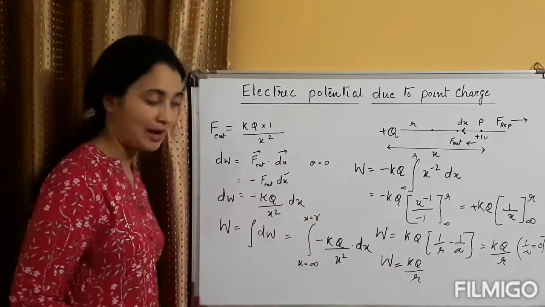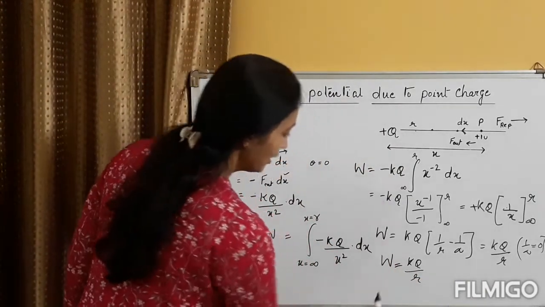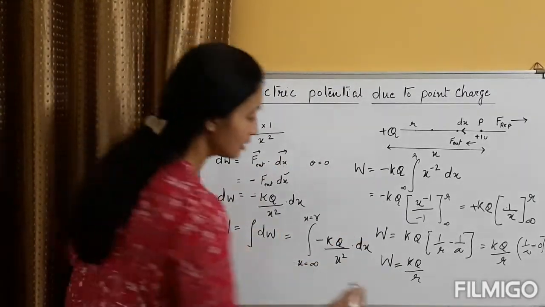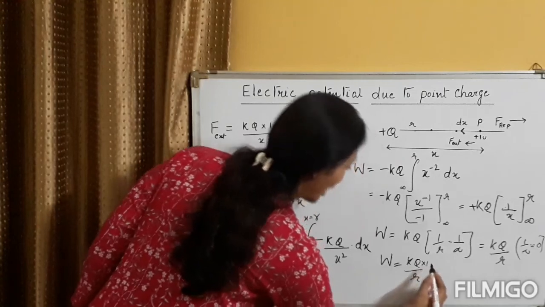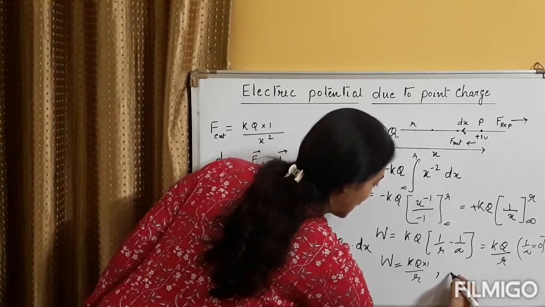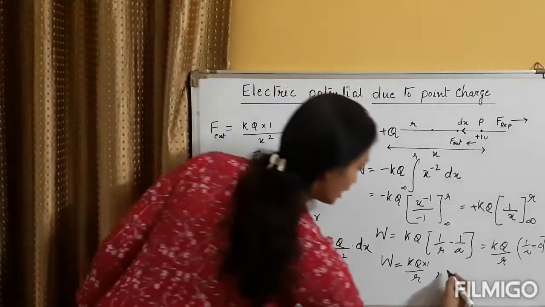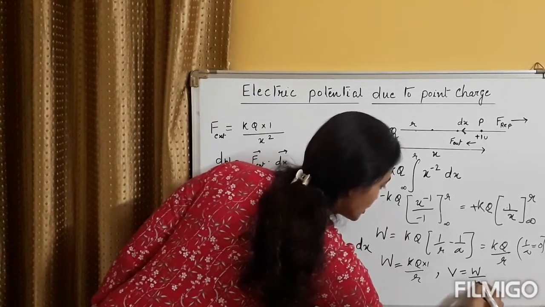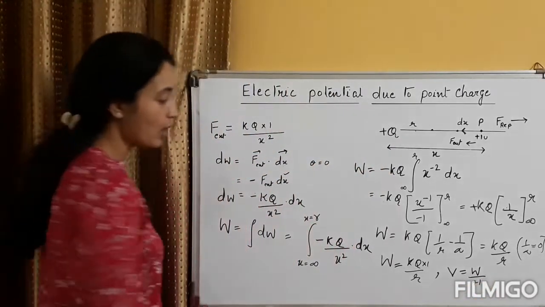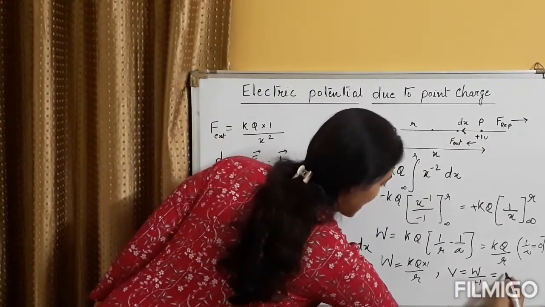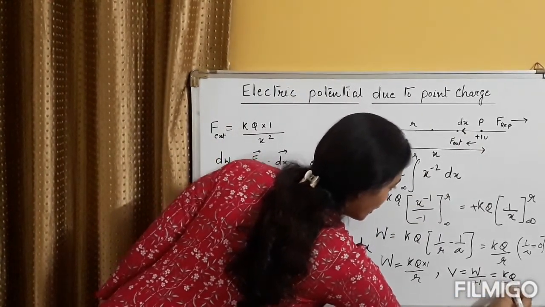Now this work done, as we have told you, can give you the expression. Remember, this is kq into 1, as 1 unit of charge is getting shifted. So how do we get the value of potential? We can write it here. The value of potential is work done upon the charge which is getting shifted. The charge which is getting shifted is plus 1. So I am getting it as kq upon r.